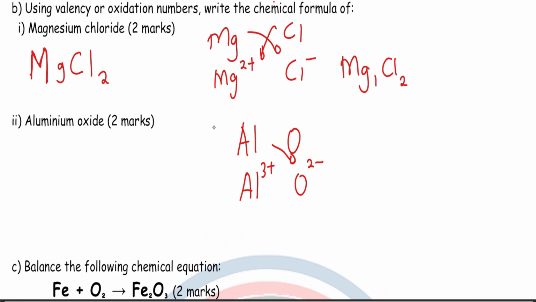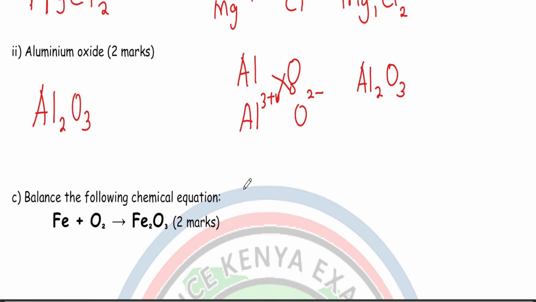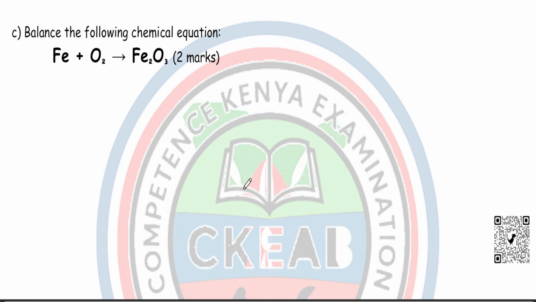So aluminium takes oxygen's valency, oxygen takes aluminium's. So aluminium will take the 2 and oxygen will take 3. So it's written as aluminium 2, O3, Al2O3. Very easy. Now let's finish up with the last part.